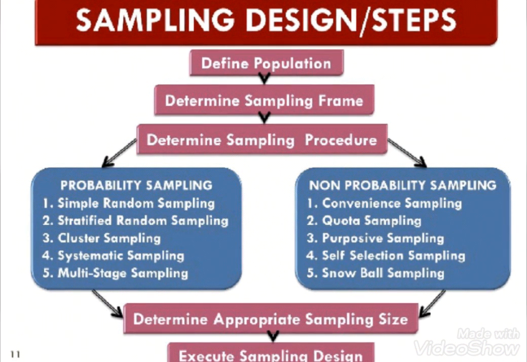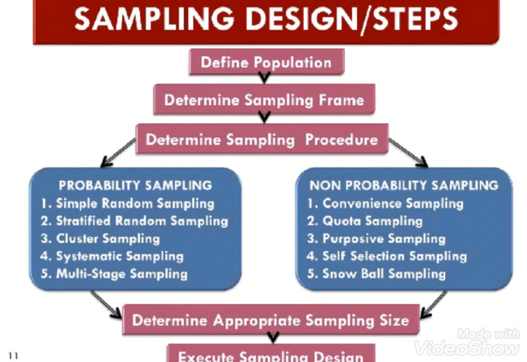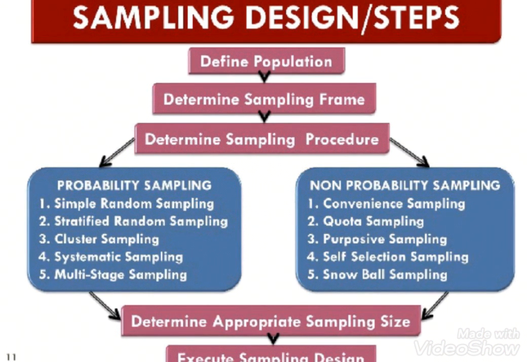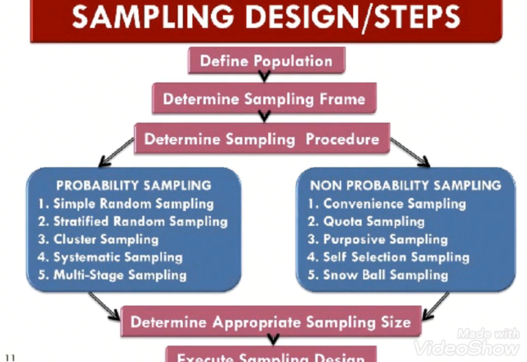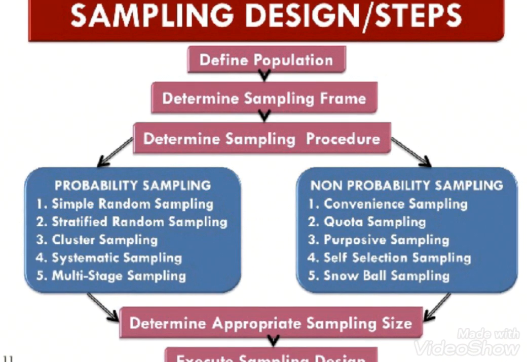So with these steps you are going to select your population, then you are giving it a frame, that is, you are putting it under a heading. Then under certain types of sampling you are going to divide your target into certain groups, and proceed with your sampling steps. Then you are going to determine your sampling size, how many samples you are going to take for the research study. Then you are going to execute it with a particular sampling design. These are the steps in your sampling design. Then we will see the types.